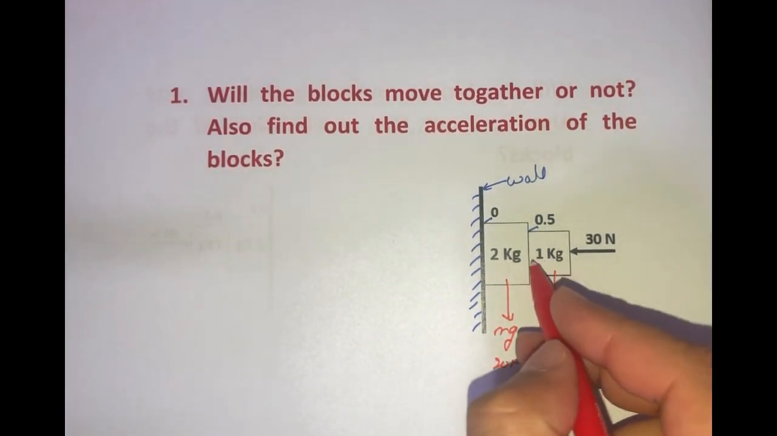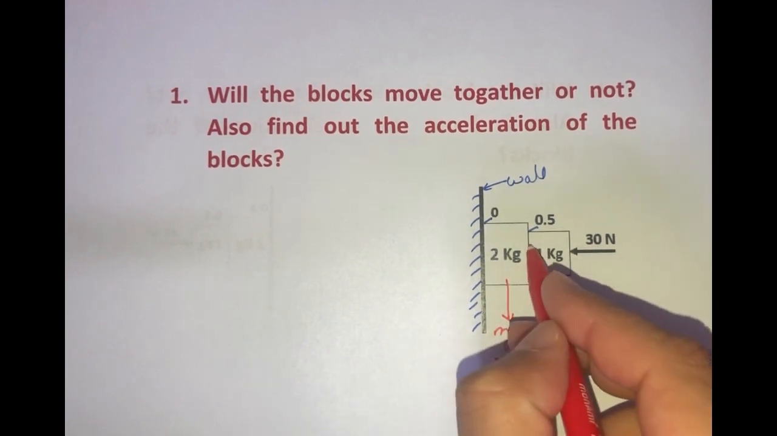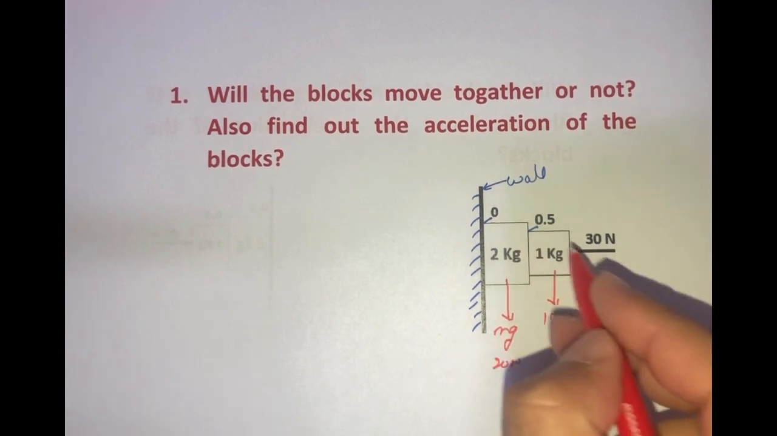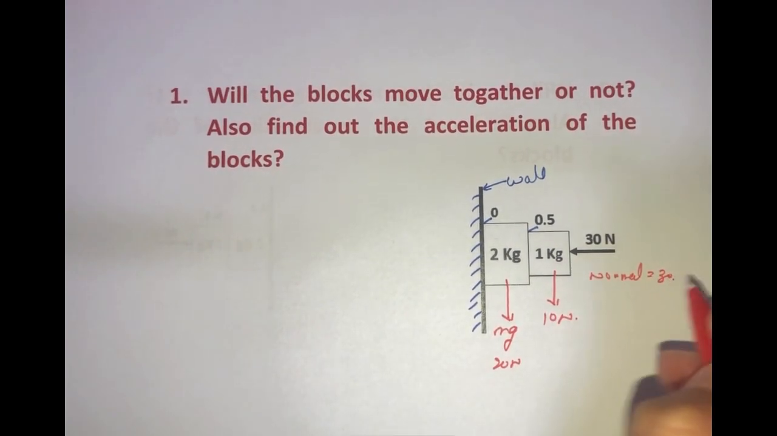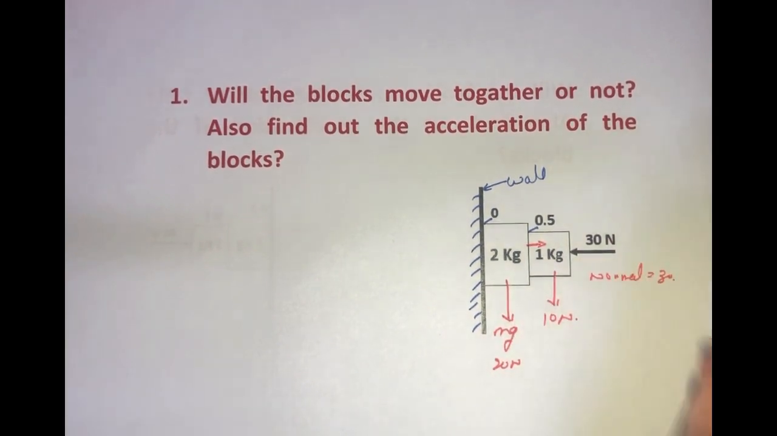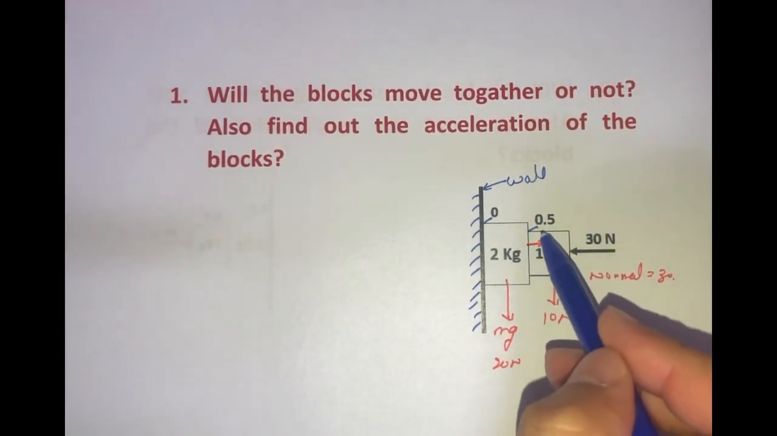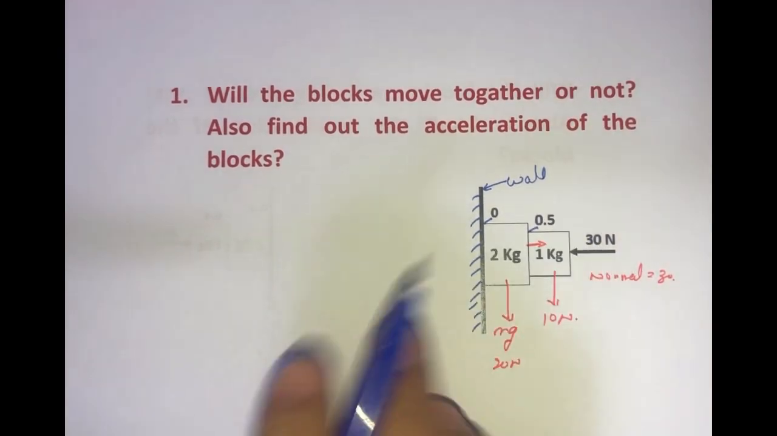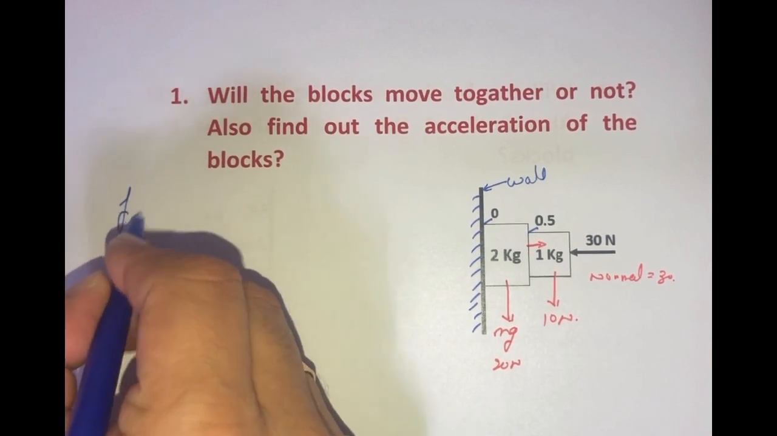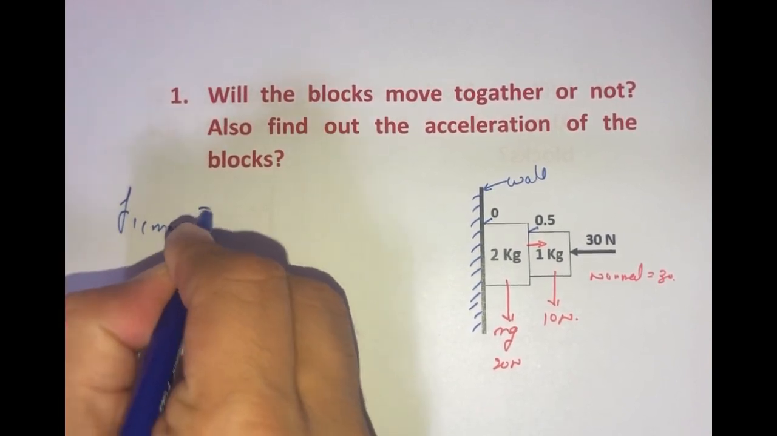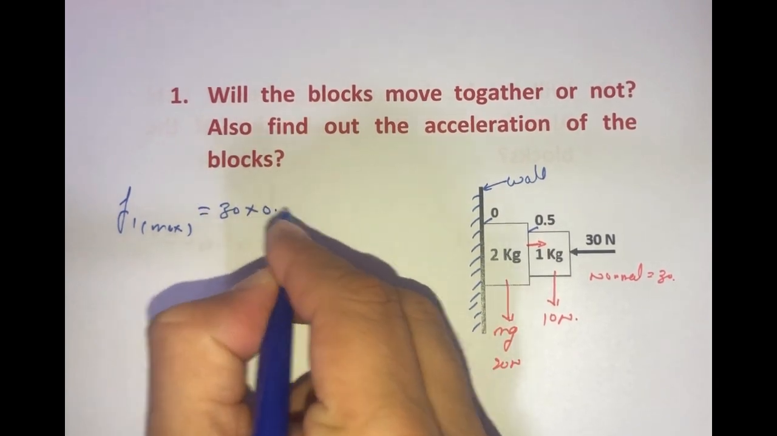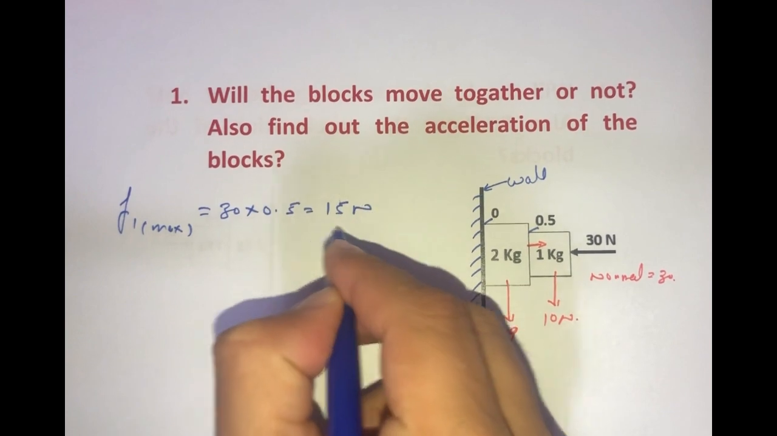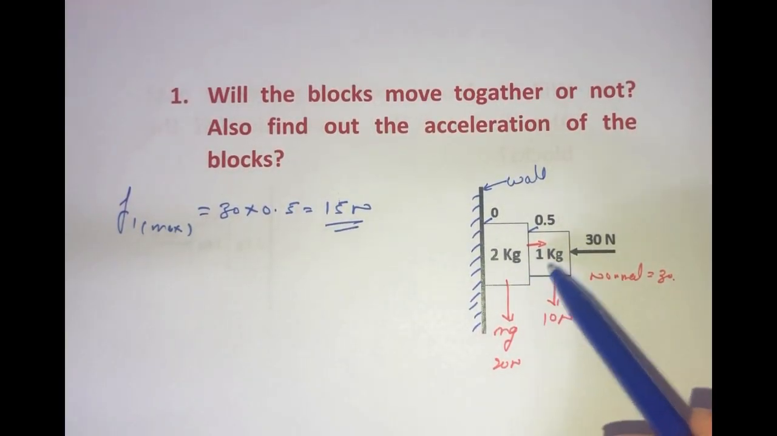Therefore, this will result in a normal here, and we can say that normal will also be equal to 30 Newton at this point. And we can find out the maximum value of the friction between the 2 kg and 1 kg block. So we can say that F1 max will be equal to 30 normal multiplied by 0.5, so this will give us 15 Newton maximum friction that will be acting between the 1 kg and 2 kg block.